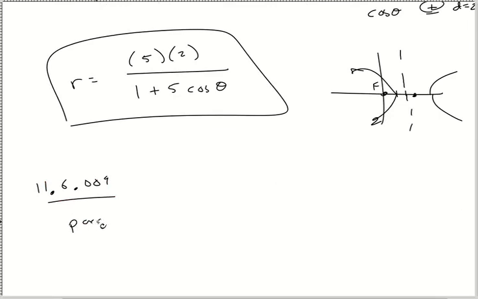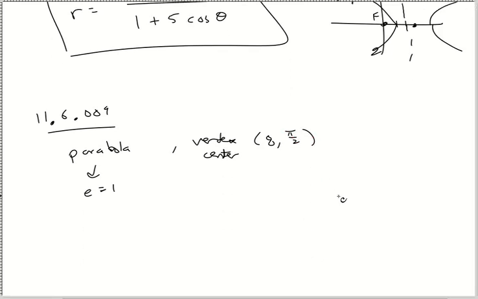They say that we have a parabola. Again, that means e is equal to 1. I have a vertex. If we're talking vertex, I'm saying vertex center, at 8 comma pi over 2. And that's kind of like, what? Well, I got to graph this thing.